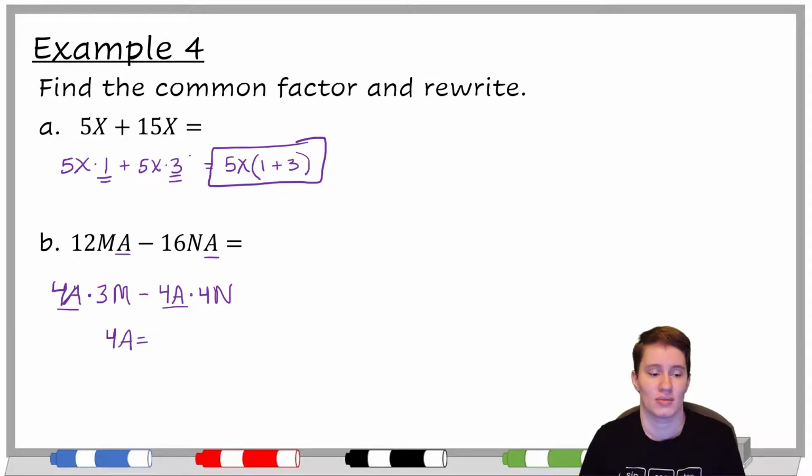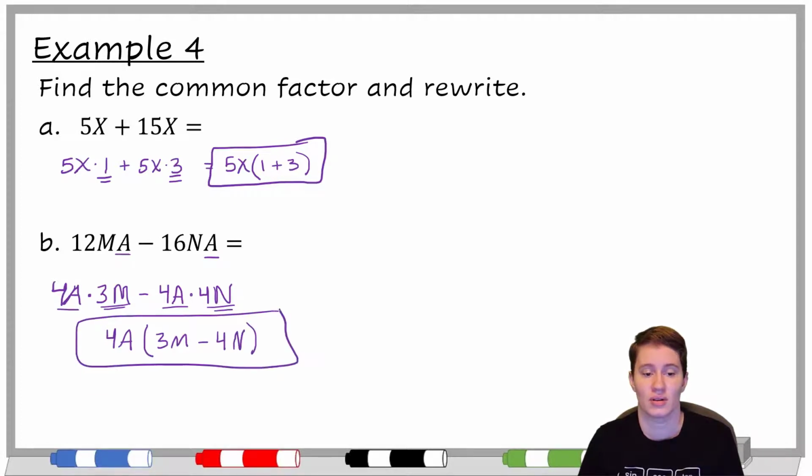And then that's not what I meant to write. And then in parentheses, we're going to put what's left when we take out the 4a, which is 3m. We're going to put a minus sign because this problem has subtraction, and then we're going to put 4n. And that's our answer on this one.